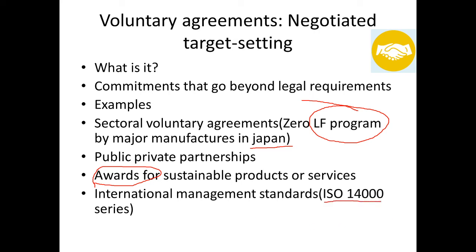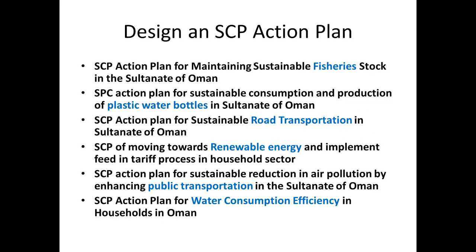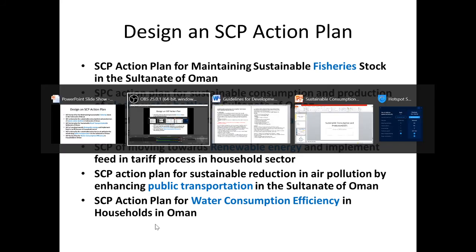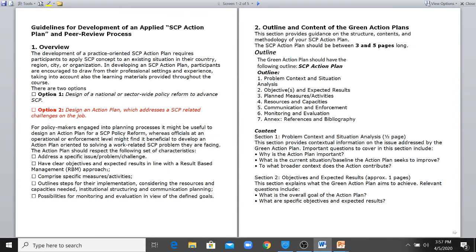And of course, the voluntary environmental management systems for environmental quality can also be taken as a measure as a negotiated voluntary agreement. And having said that, now, how are you going to do this? This is the guideline I have sent you already. I asked you to work on option 2, which is to design an action plan which addresses what you thought the most important thing is in terms of what Oman has to move forward on, starting an SEP action plan in the country. Normally policy makers do this kind of action plan.